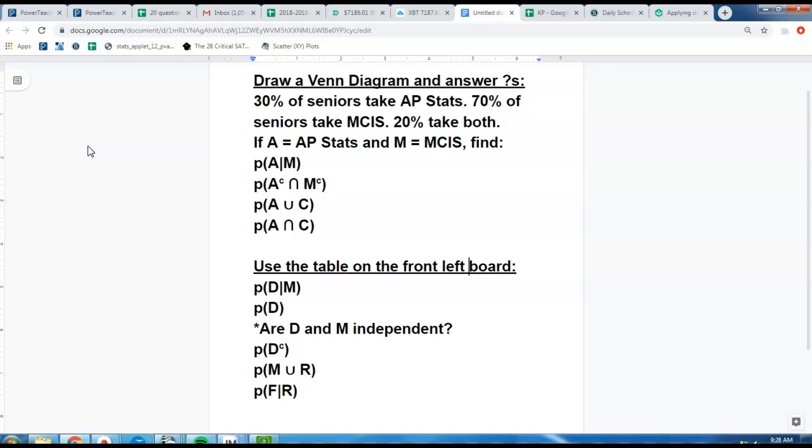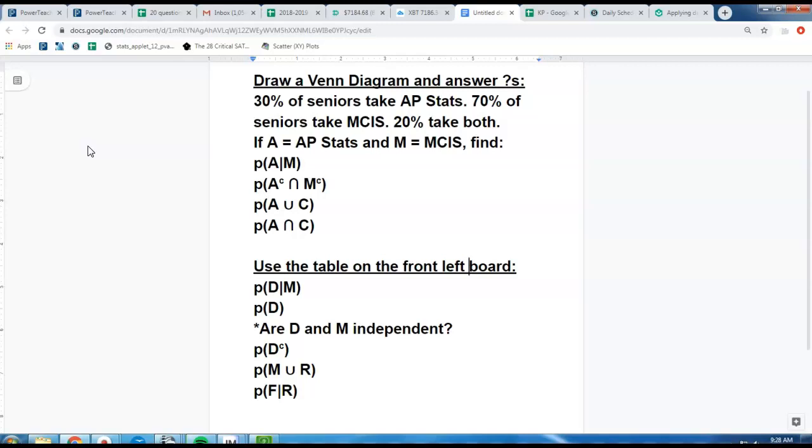The entire AP Stats circle has to be 30%. There's already 20% used. So these 2 numbers have to add up to 30 because that's the 30% that take AP Stats. And then this entire circle has to add up to 70. I've already used 20, so there's 50% left. And then these 3 add up to 80. So there's a 20% chance that they didn't take either AP Stats or MCS. And that goes on the outside, because the whole box has to add up to 100%, right?